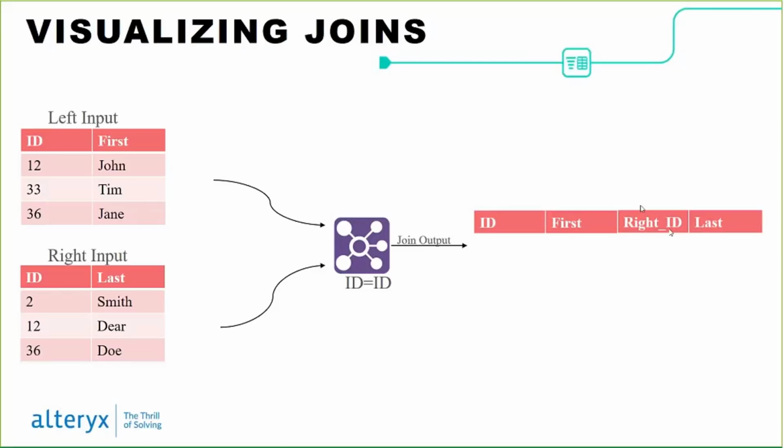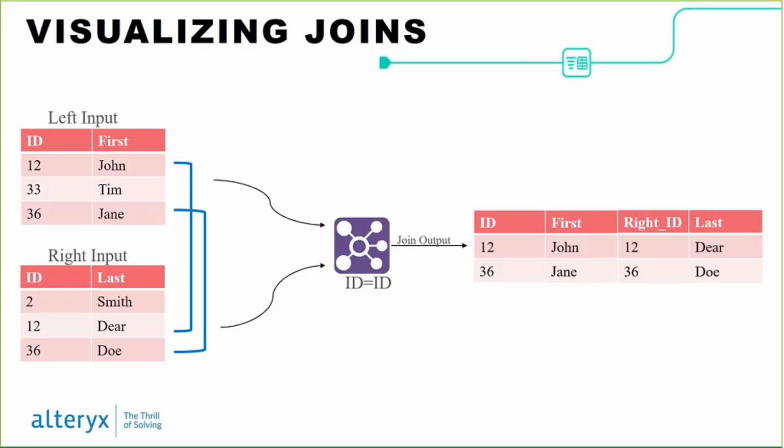Now it's simply going to scan through the records and find where ID is equal to ID. It'll start off in that left input, find the ID of 12, look in the right input, and find 12. So there you go, 12 and 12 match. You also find that record ID 36 matched. However, you'll see that there are some items that didn't match. In the left input, I have an ID of 33 with Tim. And on the bottom, I have an ID of 2 with Smith.